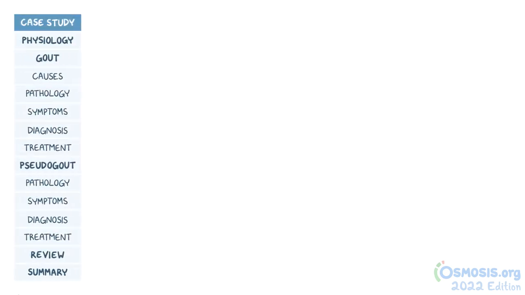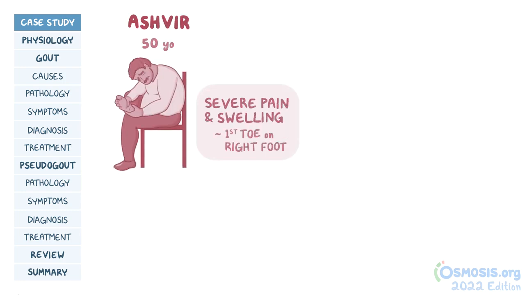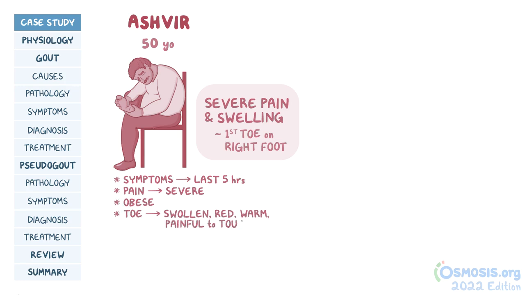On your rounds, you see Ashvir, a 50-year-old man who complains of severe pain and swelling in his first toe on the right foot. This is the first time he's experienced this, and the symptoms developed in the last 5 hours. He has described the pain as very severe, and it's causing him to limp. On examination, he's obese and the toe is swollen, red, warm, and painful to the touch.